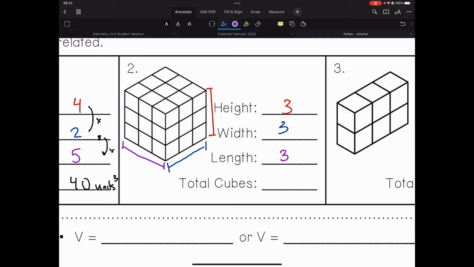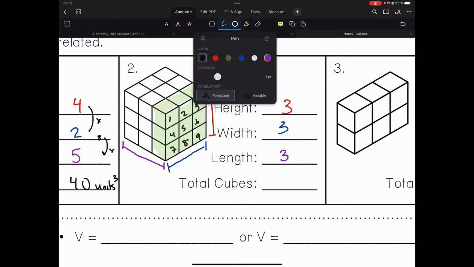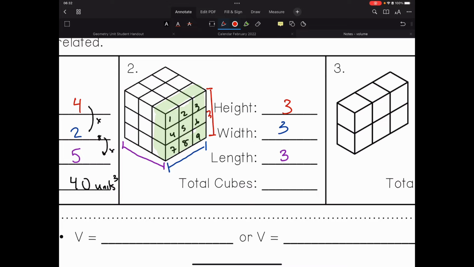So again, I could go ahead and try to count all of these by hand. So 1, 2, 3, 4, 5, 6, 7, 8, 9. There's 9 here in the green shaded section, which makes sense because we've got our 3 times 3. The height was 3. The width was 3, so 3 times 3 is 9. And then there are another 9 here and another 9 there. So for a total of 27.